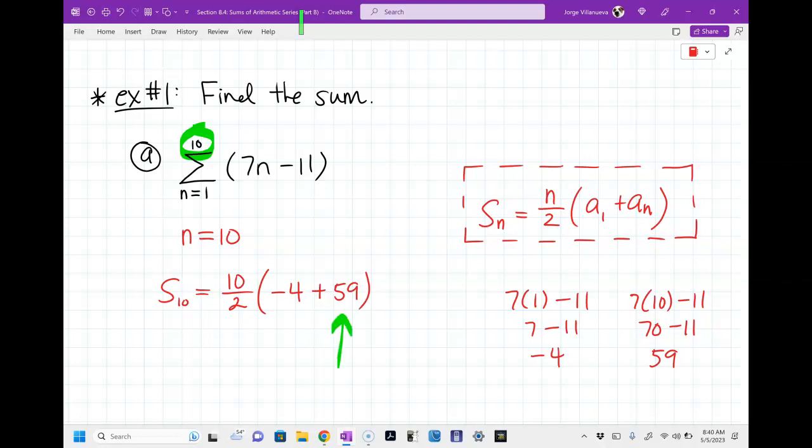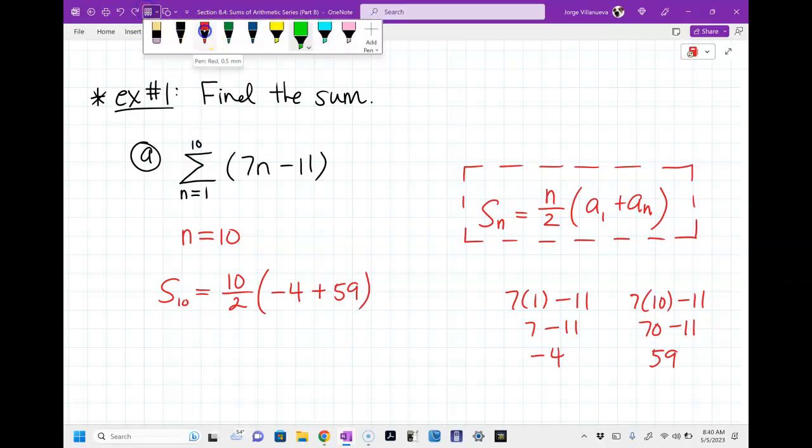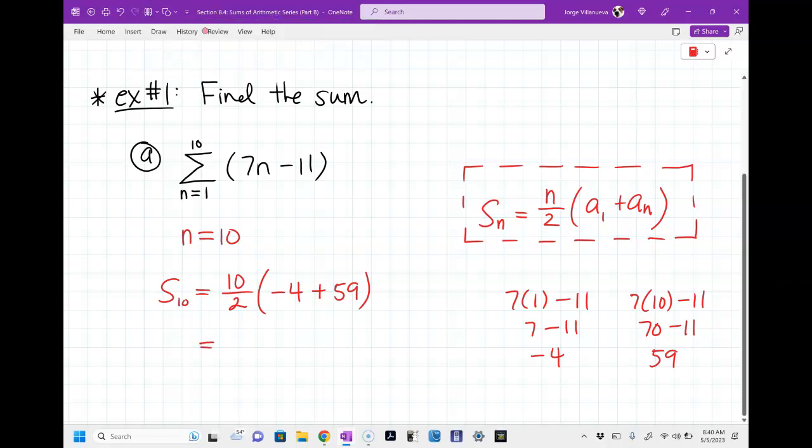Okay, so notice I'm responsible for finding all the pieces now. They're not just giving them to me anymore. I get to find them all. Once I do that though, then it's just like yesterday. 10 divided by 2 is 5. Negative 4 plus 59, that's 55. So that comes out to 275. And there's my sum. It adds up to 275.